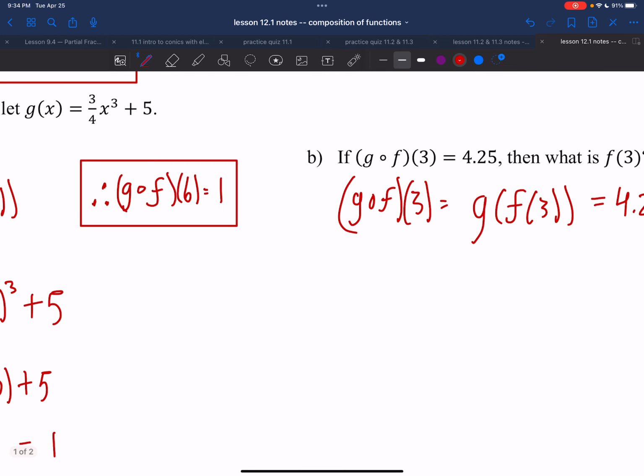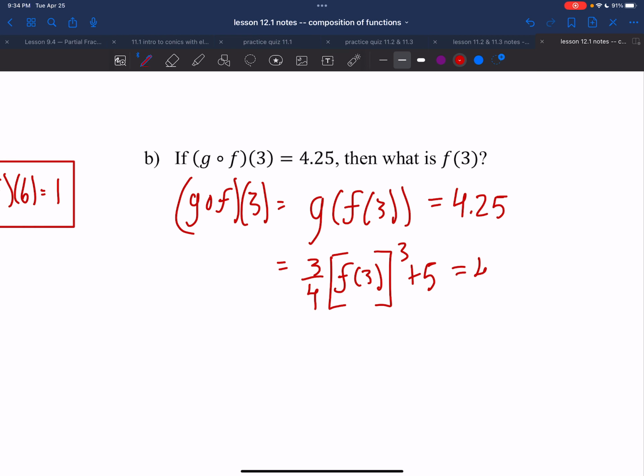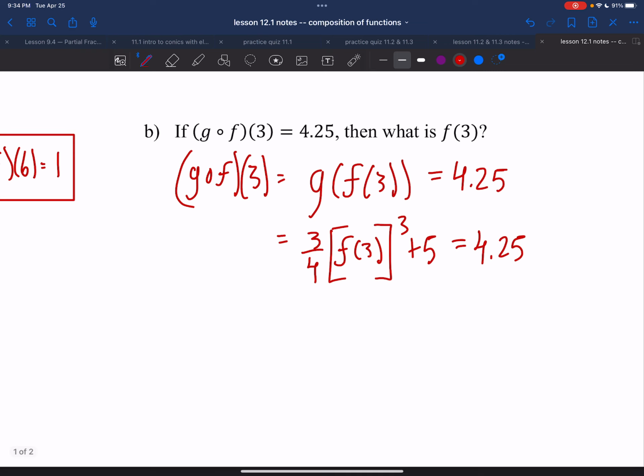And so since g is this thing, 3/4 x cubed, right? Then this is 3/4 not x, but f of 3. That's the input. And that quantity is getting cubed and then plus 5, right? This equals 4.25. And now I need to just solve for f of 3. So kind of pretend like f of 3 is just your x. You're solving for x. That's it.